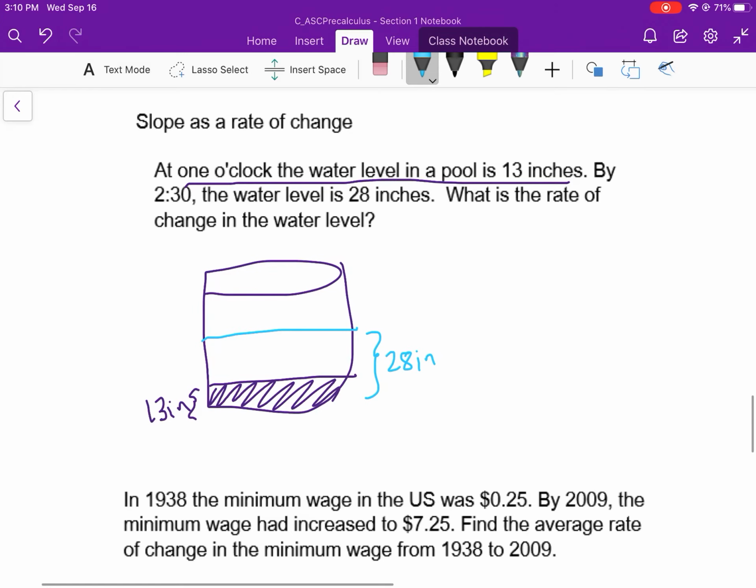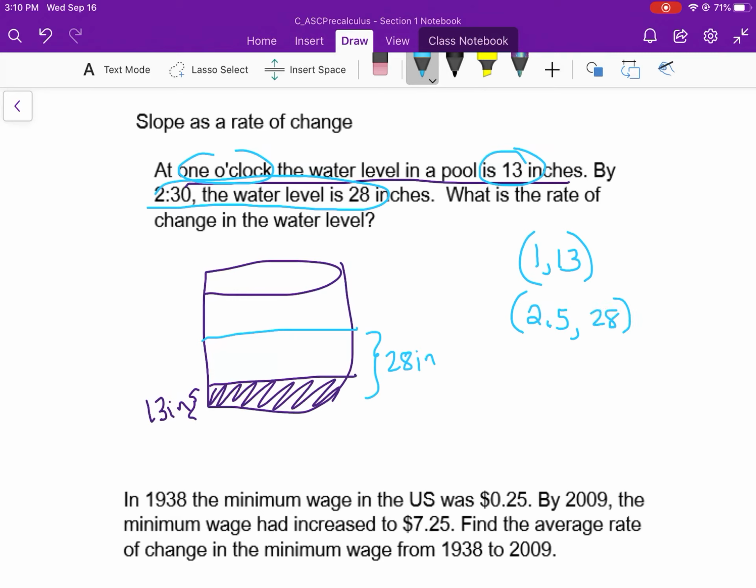Do you see those as points? Okay. So we can think of it as the first one at 1 o'clock, it's 13 inches. So if you want to say 1 comma 13, you can. That's fine. At 2:30, the water level is 28. Well, we can't really say 2:30, but we could say 2:30 is a half, right? So at 2.5 hours, it's 28 inches. So I could do that. Or I could just say in my head that it went from 13 to 28 in 1.5 hours, right?